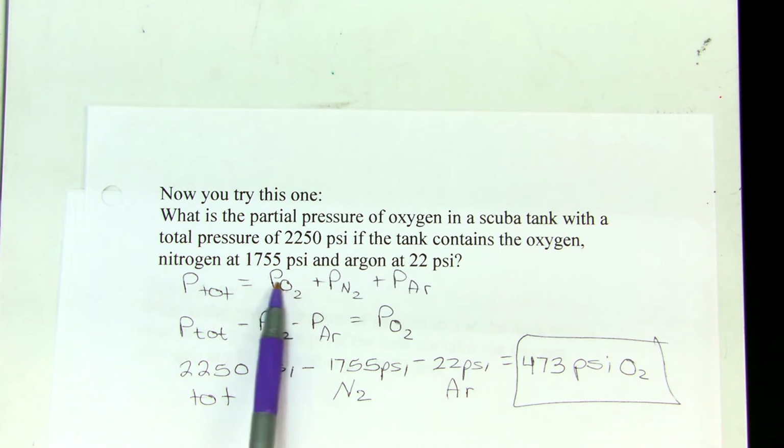So if I need the pressure of the oxygen, I take my total, subtract the pressure of the nitrogen, and subtract the argon. So 2,250 minus 1,755 minus 22 is equal to 473 pounds per square inch of oxygen. So very straightforward math, adding and subtracting.